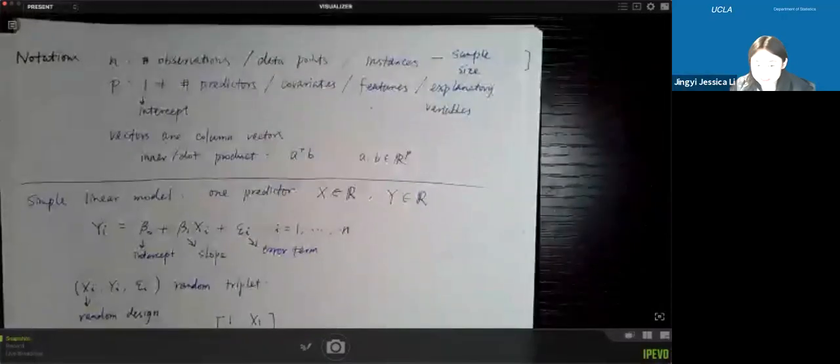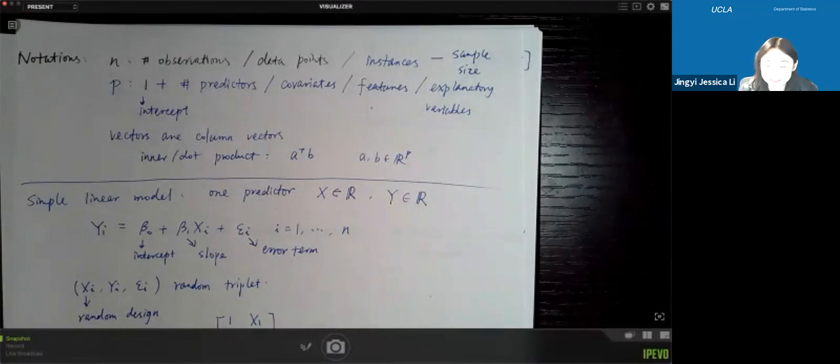Good morning, everyone. This is the second lecture of our Stats 205. In the last lecture, we went over the syllabus and we just began the discussion about the simple linear model. Today we're going to continue to talk about the multiple linear model or multivariate linear model.